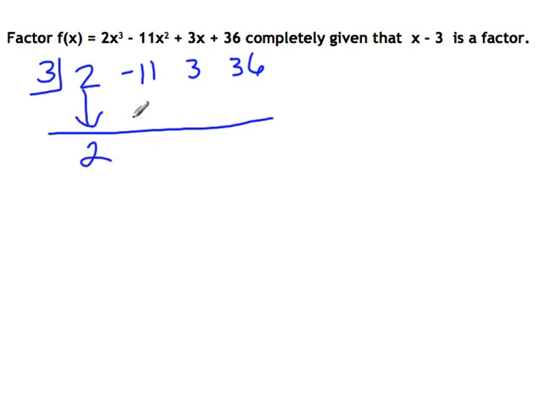Then we multiply here, so that'll be 6. And then we've got negative 5, multiply to get negative 15. And then we've got negative 12. And then we have negative 36. And that adds up to 0. Now, because x minus 3 is a factor, this last number should always be 0. That means that there is no remainder.